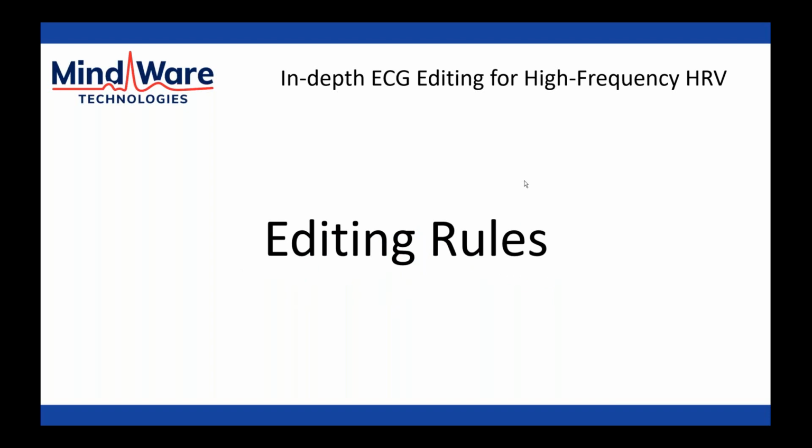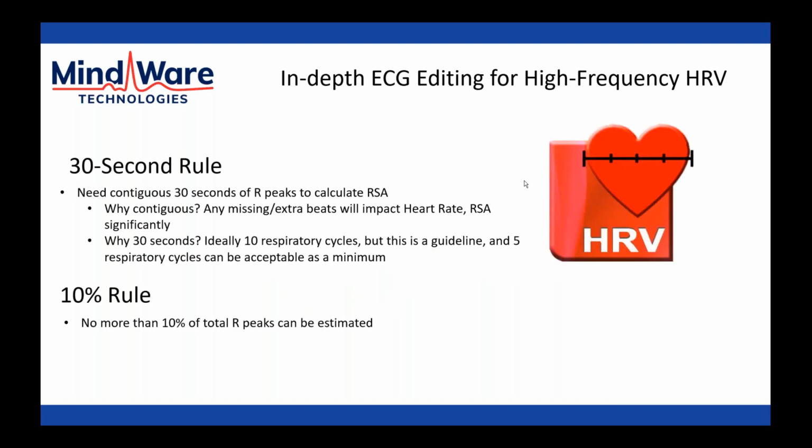Which brings me to the rules. When it comes to HRV, there are just a couple rules that we need to consider when we're doing our edits. The first is the 30-second rule. That essentially means that we need 30 seconds of contiguous R peaks to calculate RSA for any given segment.